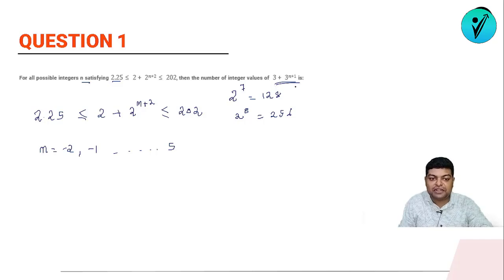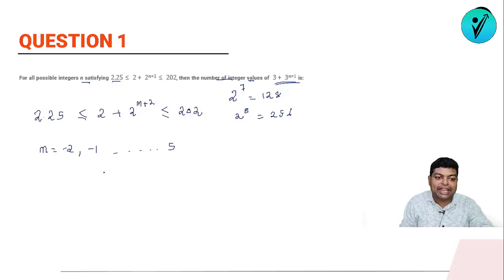क्या हम सारे values of n ले सकते हैं? Answer is no. Why? Because the question has clearly stated that the number of integer values, we want this to be integer. Now in what scenarios will it be integer? ये तो integer है, so only if this is integer then only the resultant is integer. So we have to make this integer.